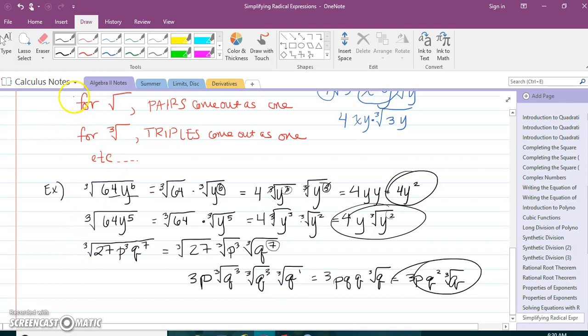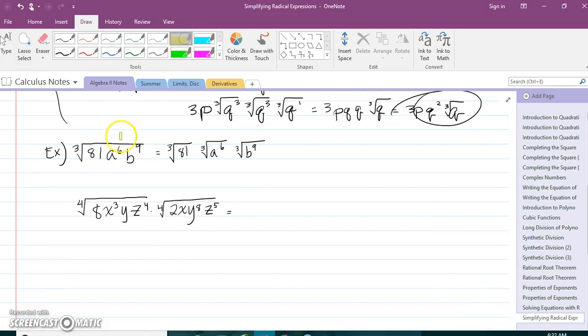So pause the video and make sure you have all the stuff written down. I'm going to do a couple more examples now. For this example right here, I gave each term its own cube root. And I'm going to tackle them separately here. The 81 is not a perfect cube, but I'm going to think of it as 27 times 3.